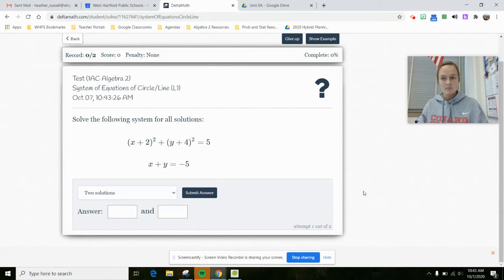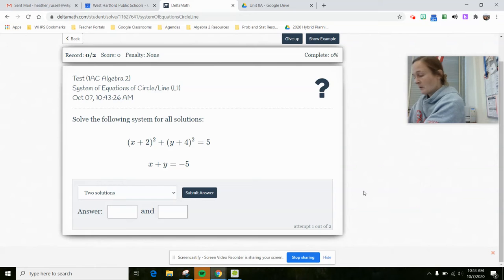So I've got one part that's (x plus 2) squared plus (y plus 4) squared equals 5, and the other one is x plus y equals negative 5. Now, the first thing I need to do is isolate a variable. Realistically, I could choose either x or y in this. I'm going to isolate x for literally no good reason. I could isolate y. I'm just choosing x.